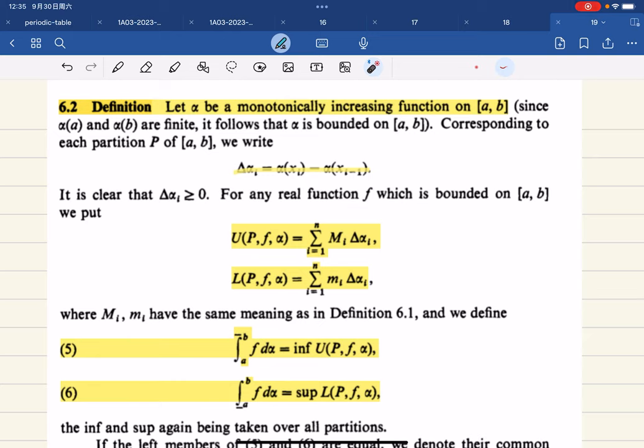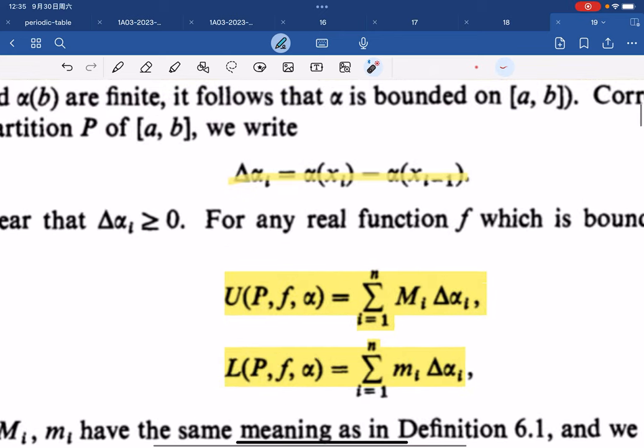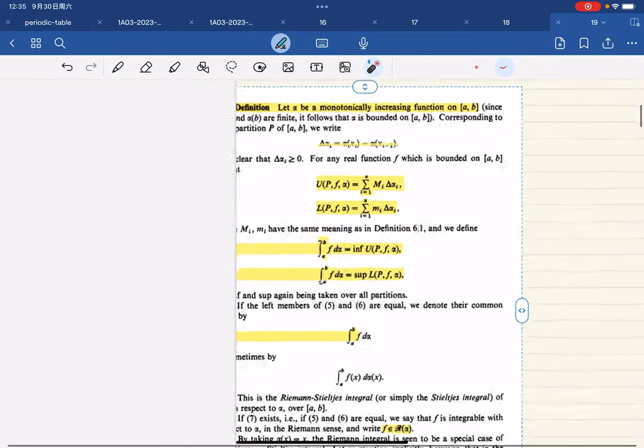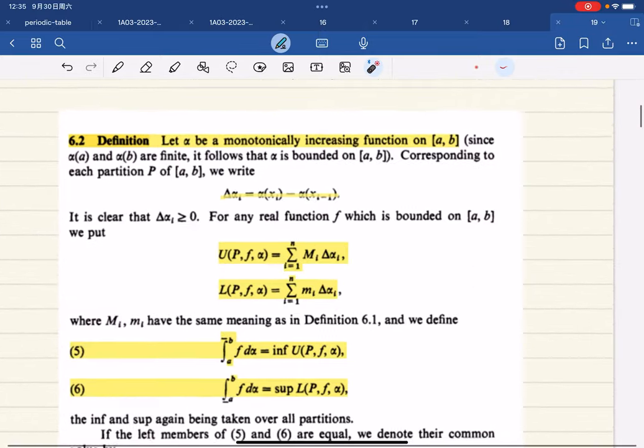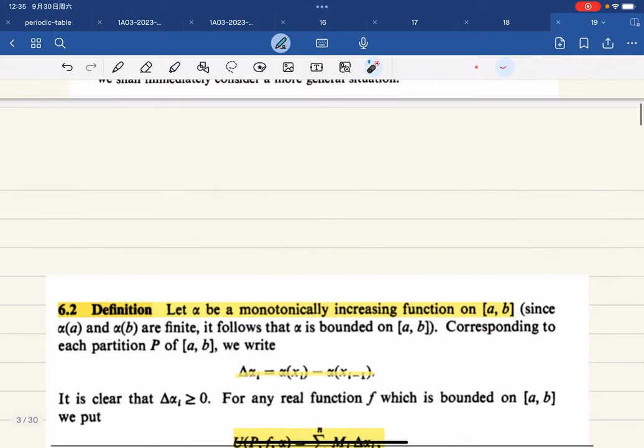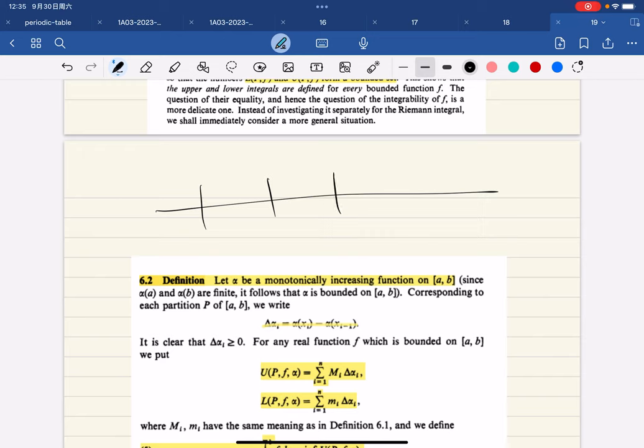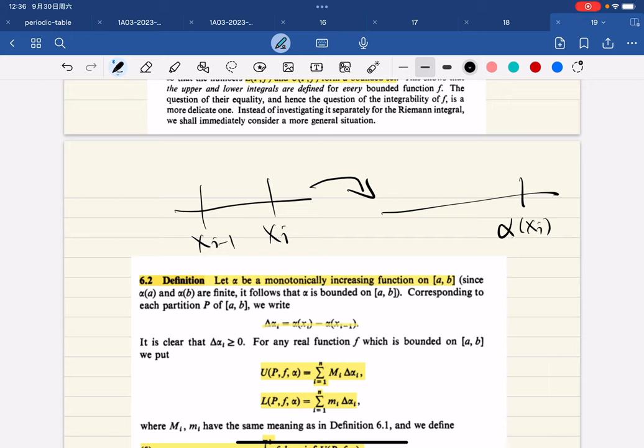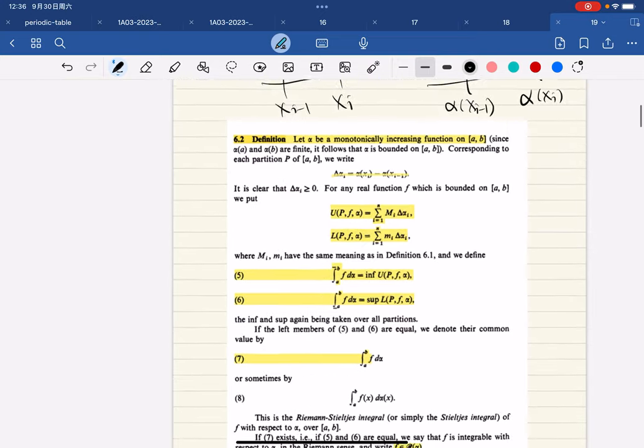If they're finite, it follows that alpha is bounded. Corresponding to each partition, we define delta alpha_i to become alpha of x_i subtracted by alpha of x_{i-1}. Straightforward, right? You have each x_{i-1}, x_i, and for them you again have alpha(x_i), alpha(x_{i-1}). It's like for each partition you again have an alpha partition. So they're function values. Simple, right?